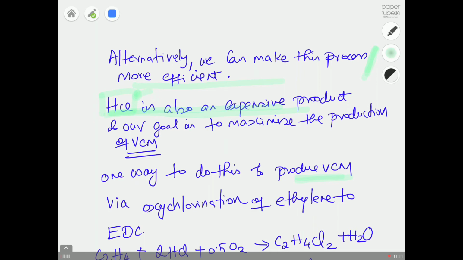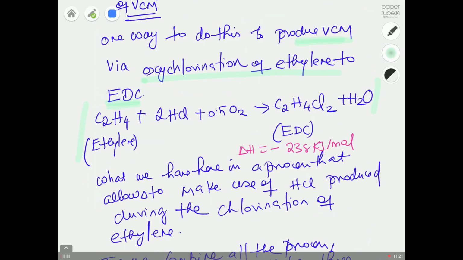So how to do that? This is simple. We can do that by oxychlorination of ethylene to ethylene dichloride. And how the reaction looks, I already wrote it for you. So you have 1 mole of ethylene reacting with 2 moles of hydrochloric acid plus half a mole of oxygen, giving rise to your intermediate product, in this case ethylene dichloride, plus water. And again, this is also a highly exothermic reaction, and the enthalpy of your reaction is minus 238 kilojoules per mole. Obviously it's a lot of energy.